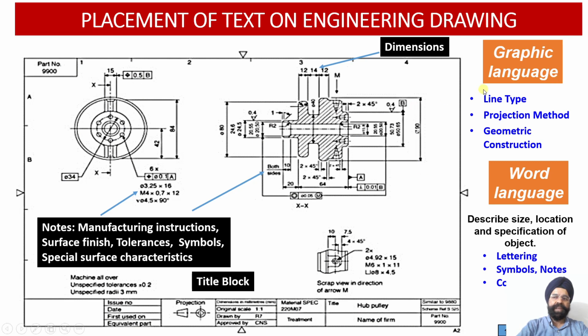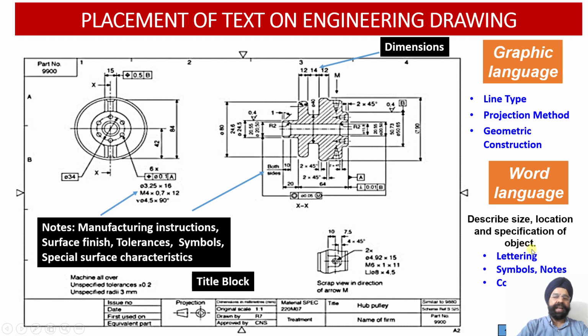So in the graphic language we are using different types of lines, the projection method and the geometric constructions. Whereas if we want to complete our engineering drawing, we need the support of the word language, which is the second component of the engineering drawing. And this word language is used to supplement the graphic language to describe the size and the locational details of the different parts of our components or products, and it also provides the detailed specifications of the object.